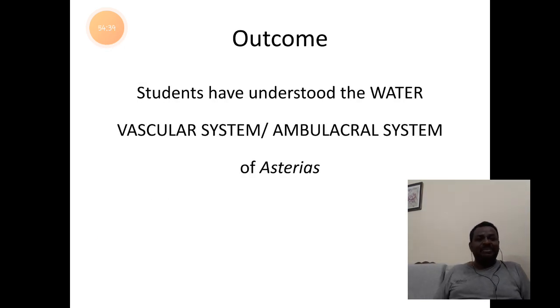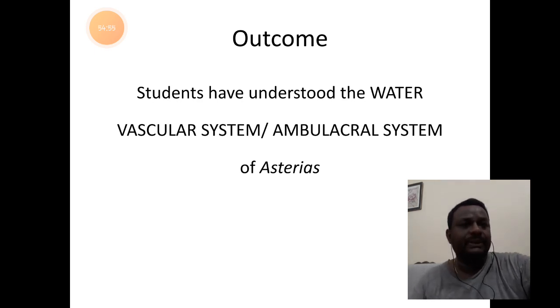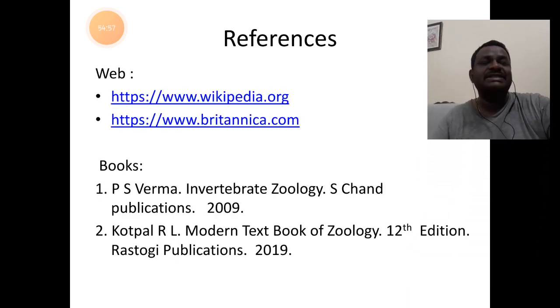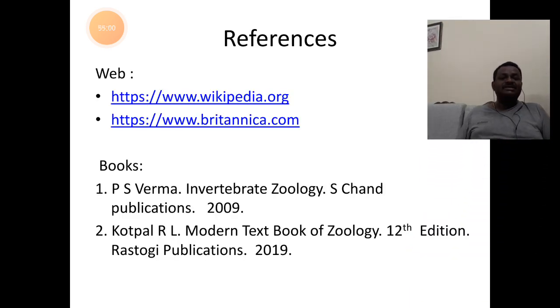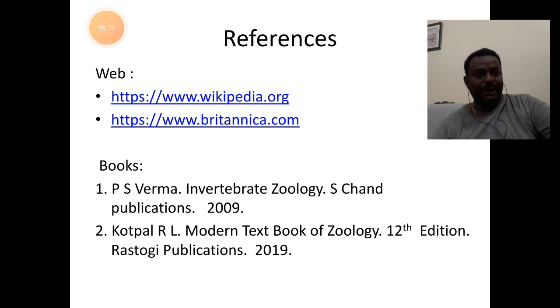Well students, the outcome of today's session is we have learnt about the water vascular system or ambulacral system of Asterias, which is a very important concept, the most repeated question in your main exam. The references include web references of Wikipedia and Britannica.com, and book references include Invertebrate Zoology by P.S. Verma and Modern Textbook of Zoology by Kotpal.